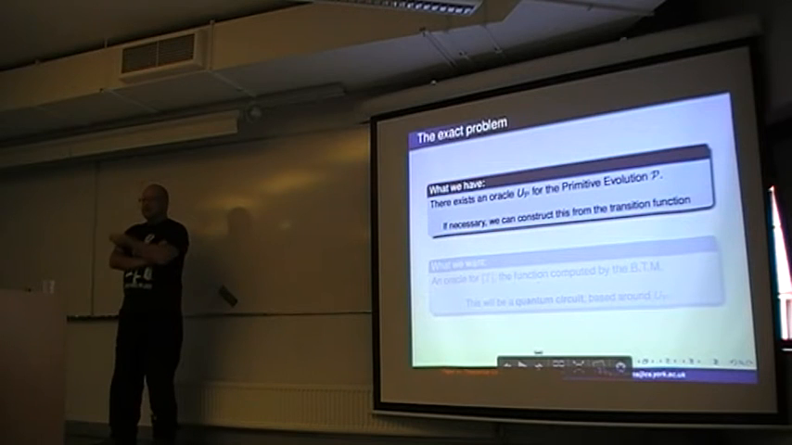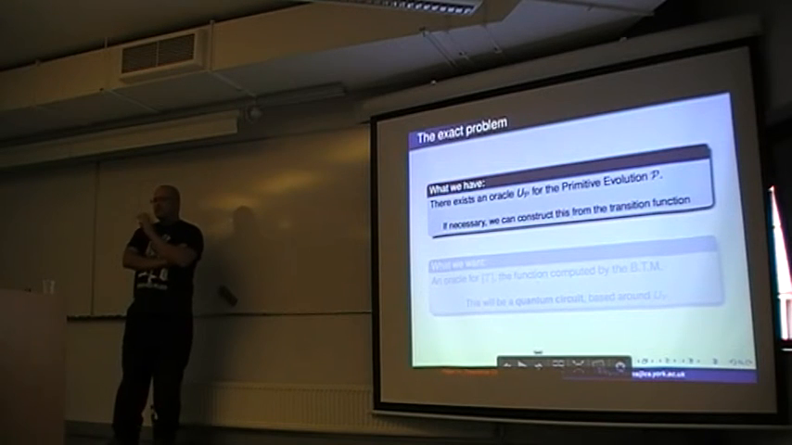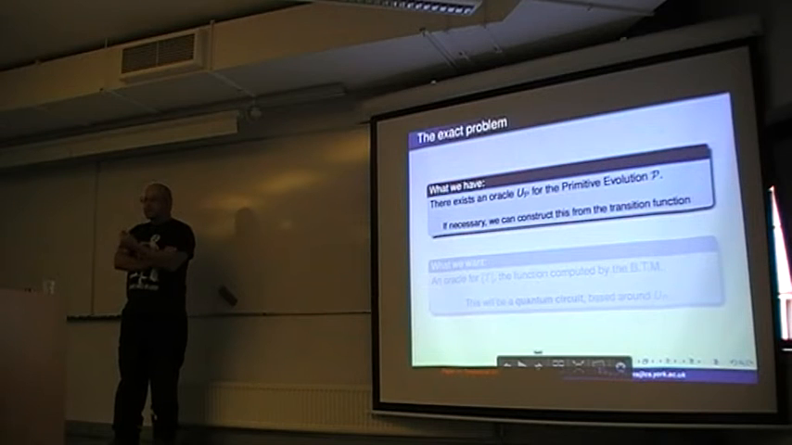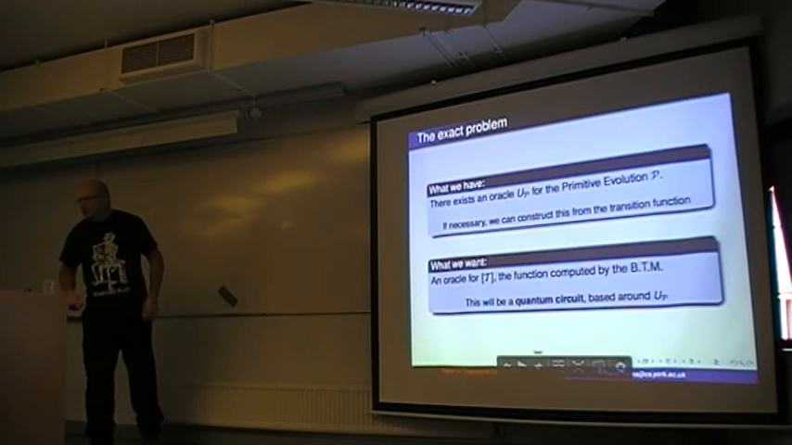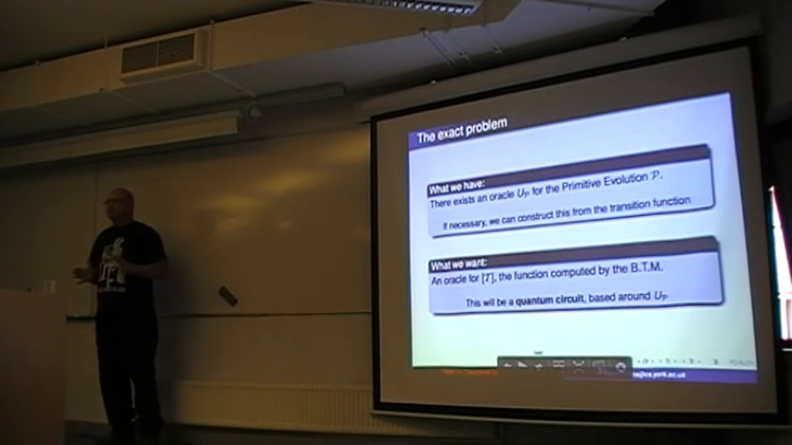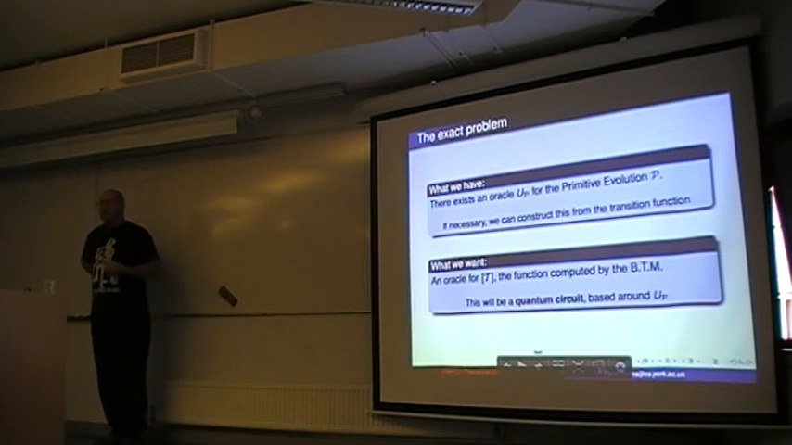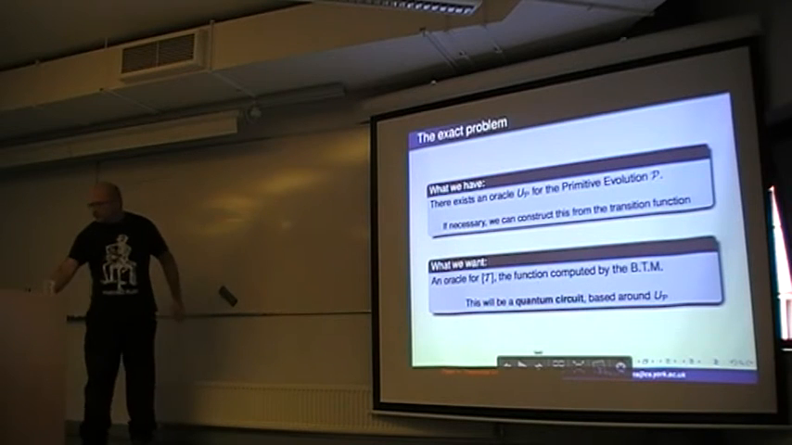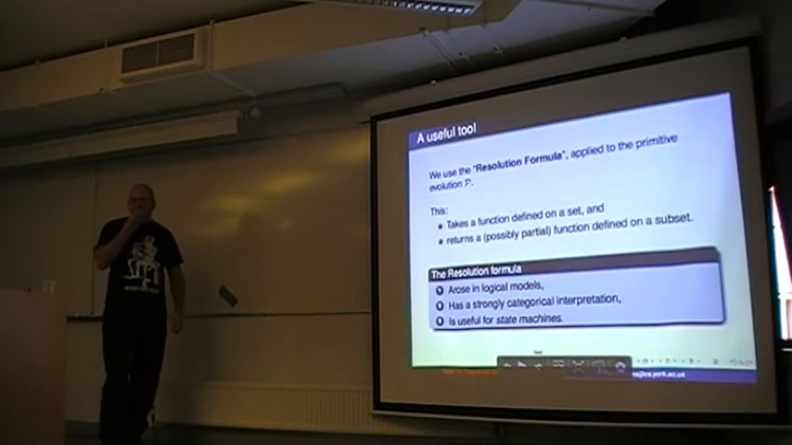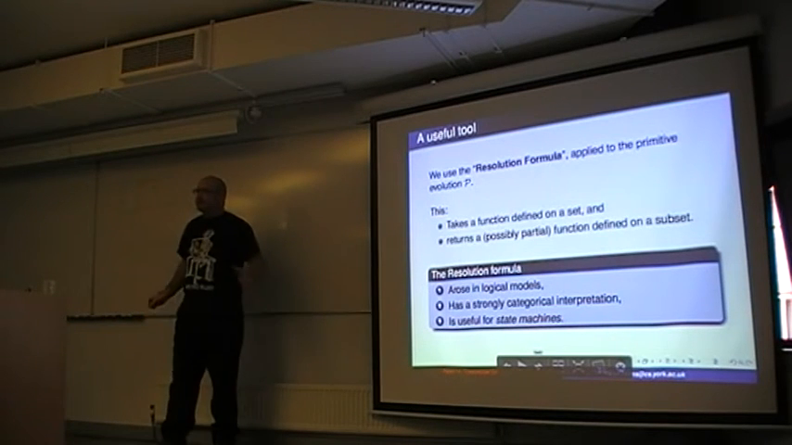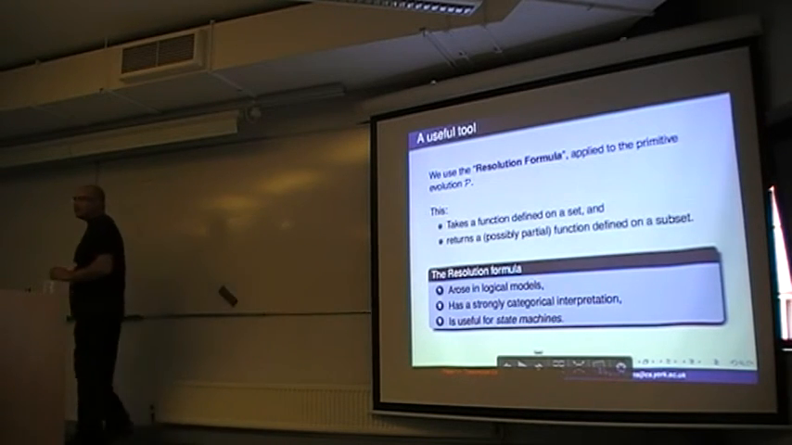So, here's the exact problem. We've got an oracle for the step-by-step evolution of our space-bounded Turing machine. If we don't have that, we have nothing. And we want an oracle for the function computed by the bounded Turing machine, and we want this as a quantum circuit. So, how are we going to do this? Well, I kind of lied when I said this talk wasn't about pattern theory.